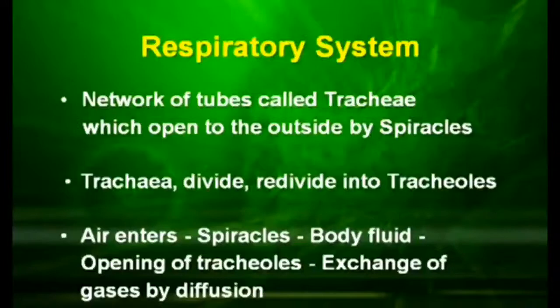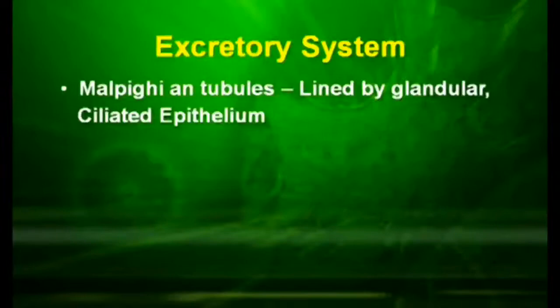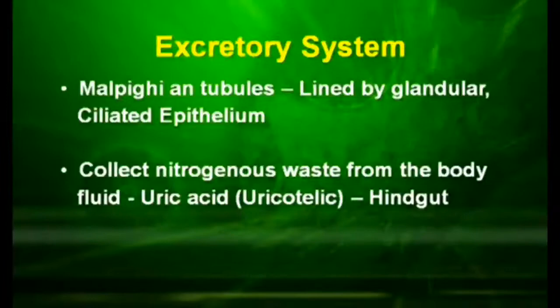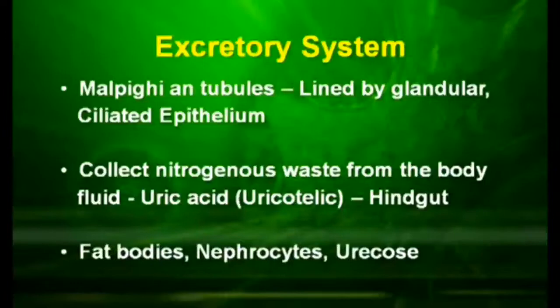The excretory system: their excretory organs are the malpighian tubules, which are lined by glandular ciliated epithelium. They collect the nitrogenous waste from the body, which is uric acid, and so they are known as uricotelic organisms, and then pass it to the hindgut. The fat bodies, the nephrocytes and urecose glands are also meant for the process of excretion.